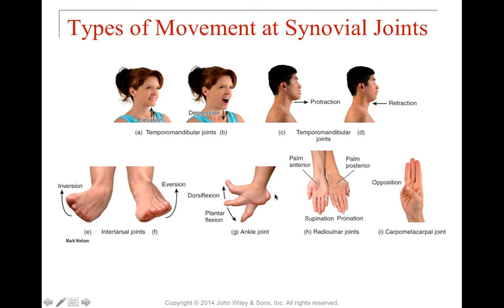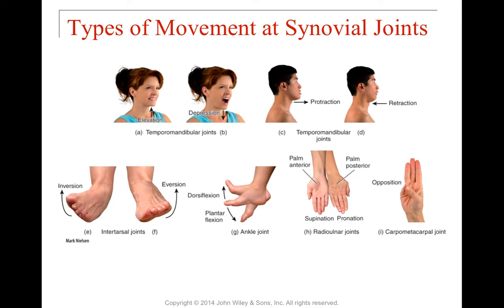In our intertarsal joints, we can have inversion or eversion. So if you pick your foot, and you move your toes inward and upward, that's inversion. If you move your toes outward and upward, that's eversion. At the ankle joint, we can also have dorsiflexion or plantar flexion. Dorsiflexion would go upward, plantar flexion would go downward.